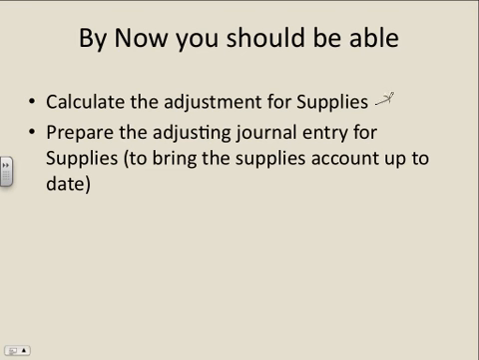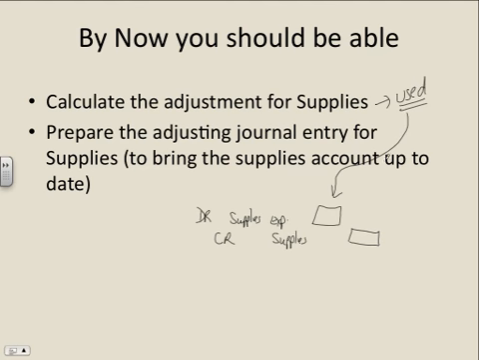Okay, so by now you should be able to calculate adjustments for supplies. Just keep in mind it's always what you used that you're after. Sometimes the textbook will tell you right away how much you used. That's the number. But most often you will calculate how much you used by taking what you had in your account, subtracting what you have left that you get from your inventory, and prepare the adjusting journal entry for supplies. So prepare the adjustment. It's always going to be debit supplies expense and credit supplies by the amount you used. This is what you used up. Okay?